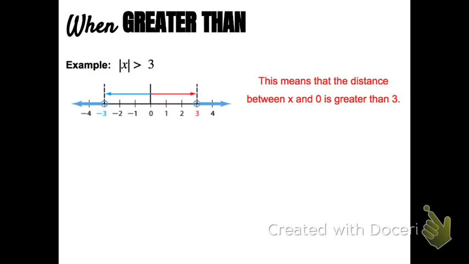So it could be greater than 3 going to the right. So if this is 0, it's not in here.